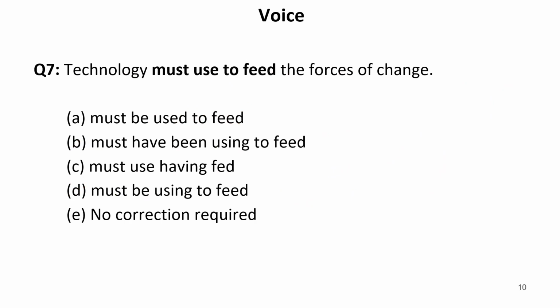Technology must use to feed the forces of change. Now, if I write "technology must use", what should it use, what must it use? So we need an object over here. For what? To feed the forces of change. It means we need an object over here. If technology is the subject and "must use" is a modal with verb first form, so we need an object. What does technology use? What must technology use? But there is no object at all.